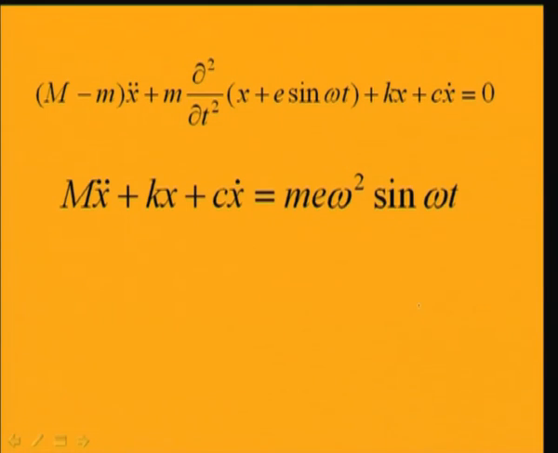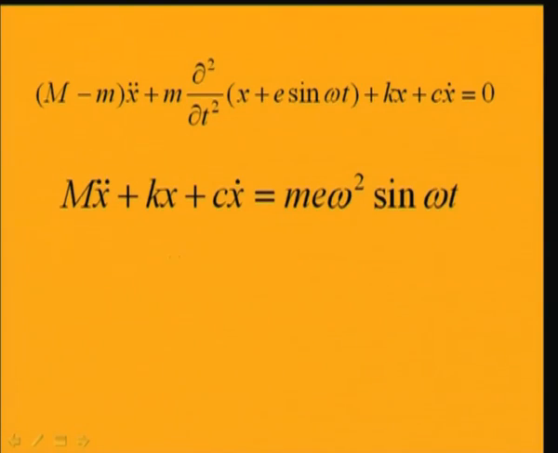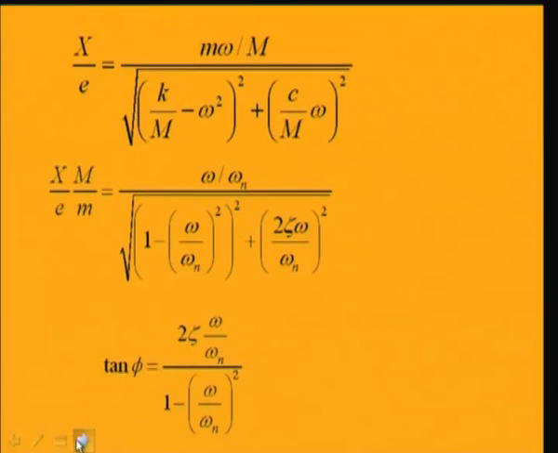This equation is the same as the equation you have already studied. There it was M x double dot plus k x plus c x dot equal to F sin omega t, and here your expression becomes M x double dot plus k x plus c x dot equal to m E omega square sin omega t. So here F equals m E omega square. Similarly, proceeding in the previous way, you can draw the force polygon.